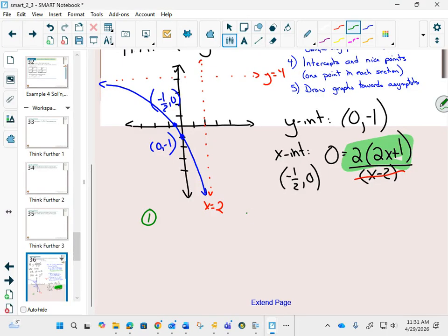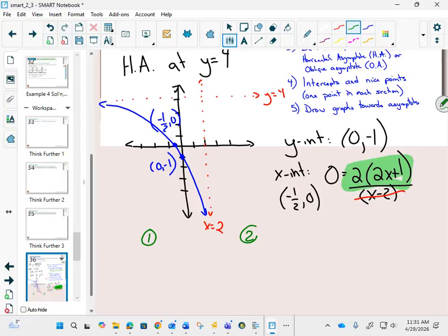And when I say 1 point in each section, you're going to find out that your vertical asymptote splits your graph up, in this situation, into 2 sections: left of the asymptote, right of the asymptote. So what I mean by nice points is you need a point in each section. I have no points right now in section 2. My x-intercepts and y-intercepts both happen to be in section 1.